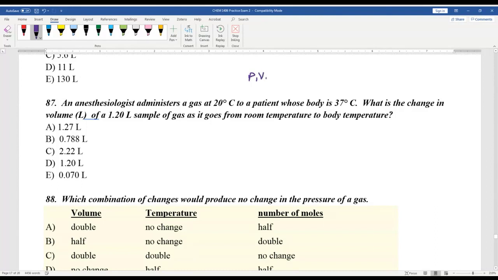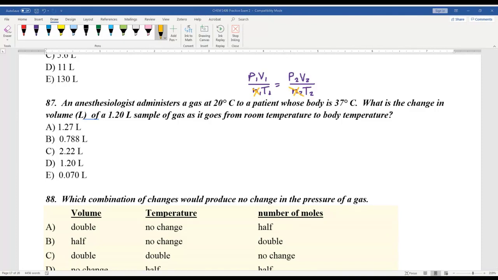Okay, so using our master equation, P1 V1 over N1 T1 is equal to P2 V2 over N2 T2. What's staying constant? What's not changing? In question 87, what's not changing? Actually, volume is changing. It says, what is the change in volume? We're actually looking for the change in volume. But what's not changing? Amount. The amount is not changing. It doesn't mention anything about the amount, so you can assume that's not changing.